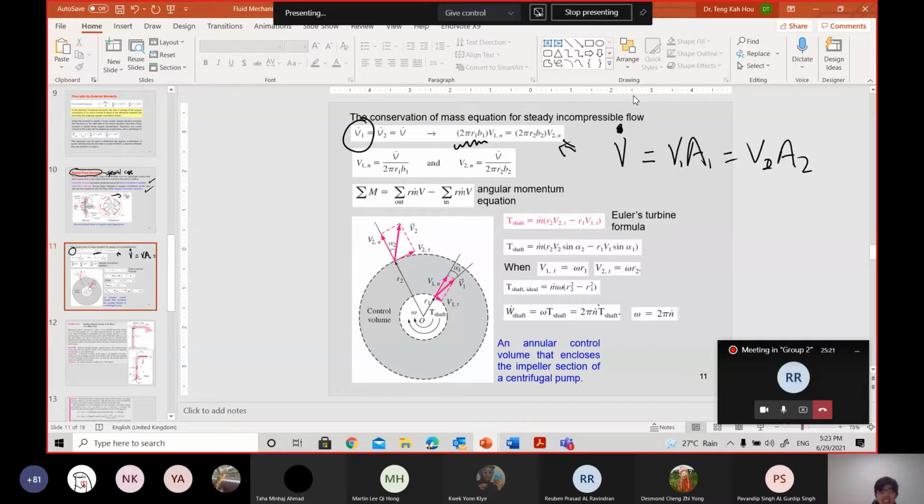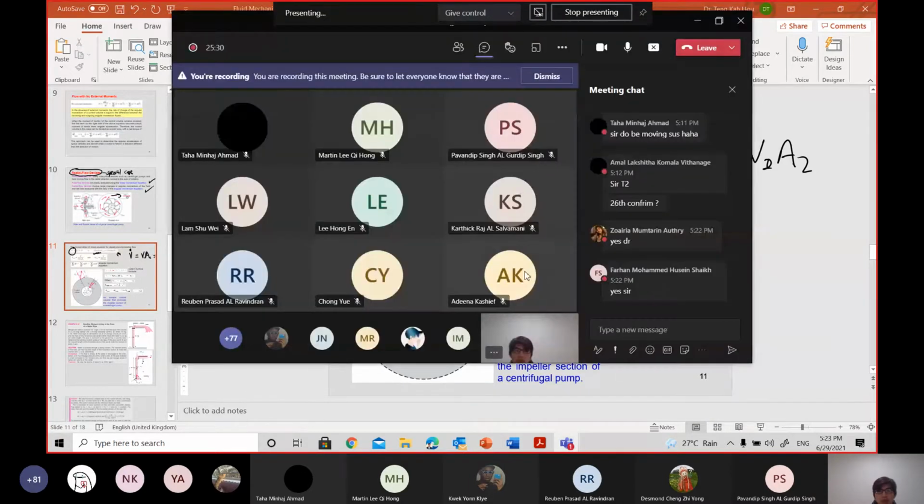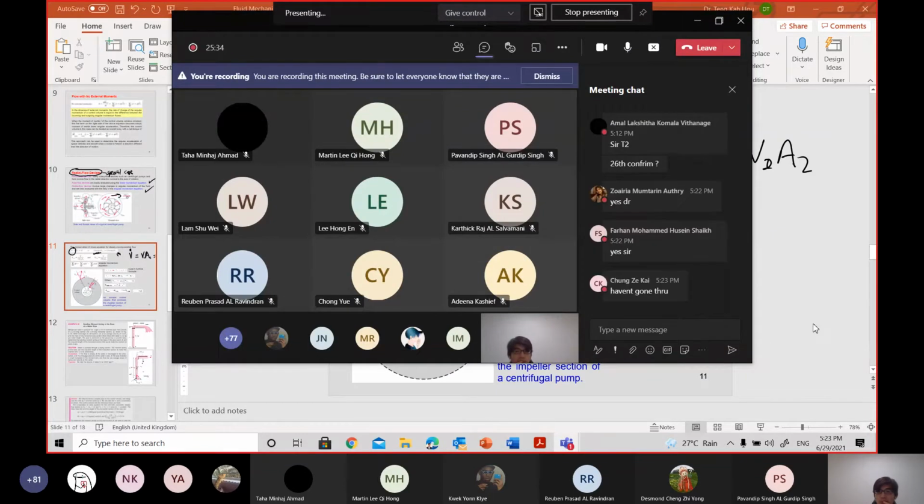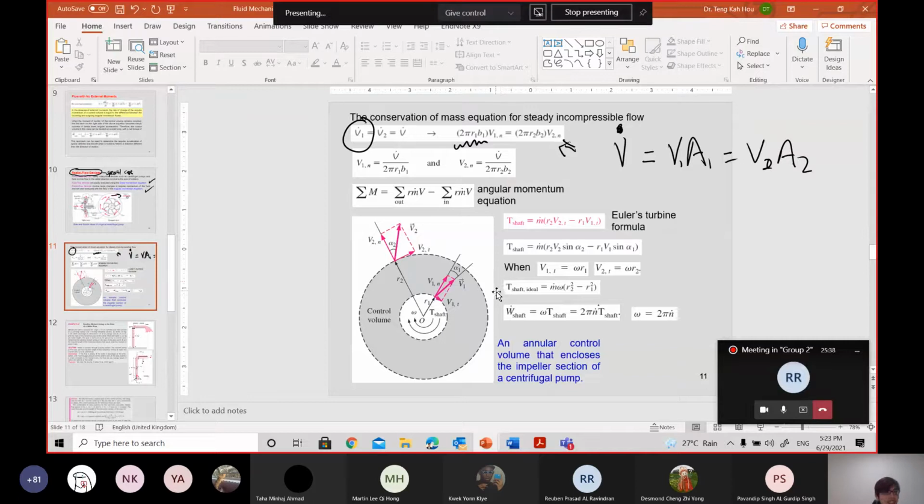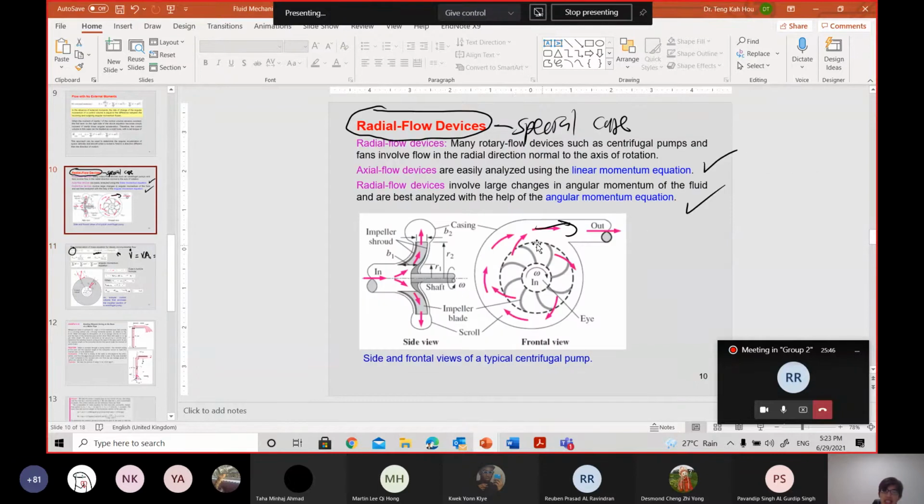Anyone have gone through this? No one? Haven't gone through, no worries. Okay, so I leave it to you. I want you to find this out. Why 2 pi r1 b1 in this kind of case? And I am going to ask you in the next class.